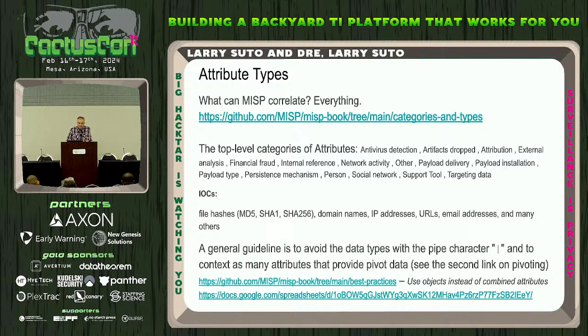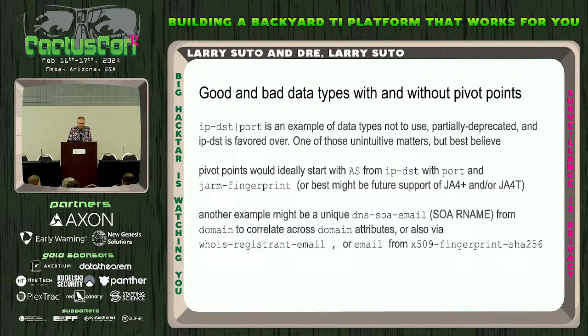And then this is some information about the type of data to avoid, and the context for pivoting. Don't use stuff like IP destination dash port. For pivoting, basically, that's when you have a certain type of data, and then you use that data to build your investigation and go find other events and get more details about events that matter in your investigation.